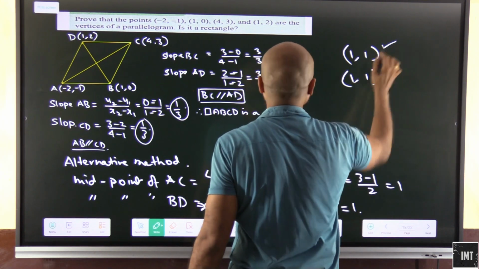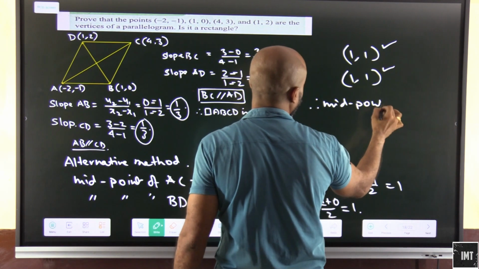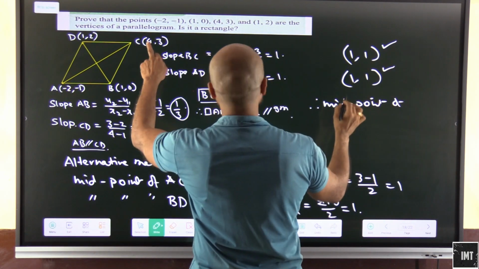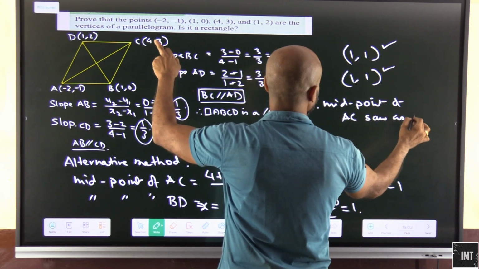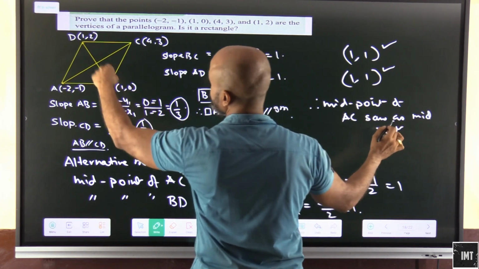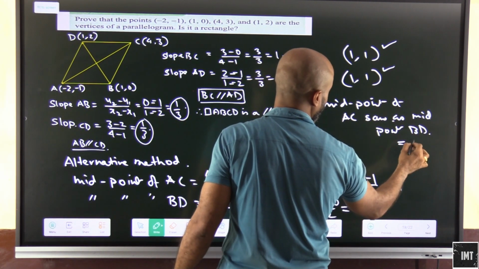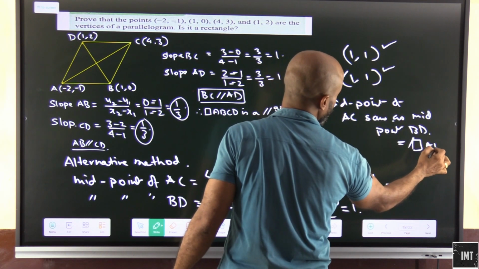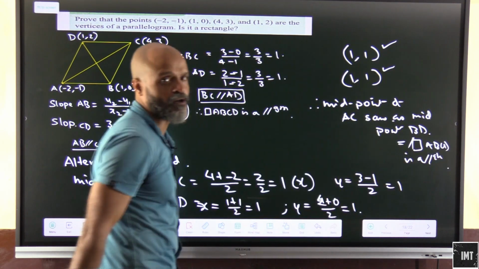So therefore midpoint of AC is same as midpoint of BD. So therefore this is basically a parallelogram. Therefore quadrilateral ABCD is a parallelogram because their midpoints are same.